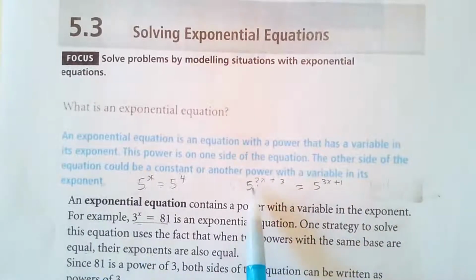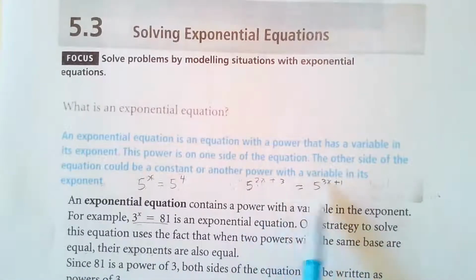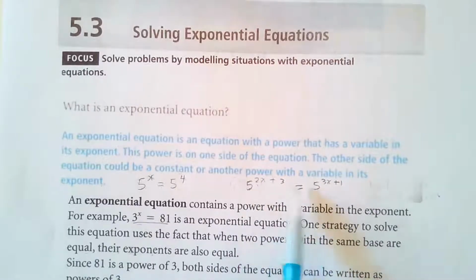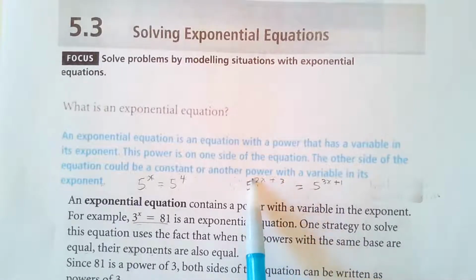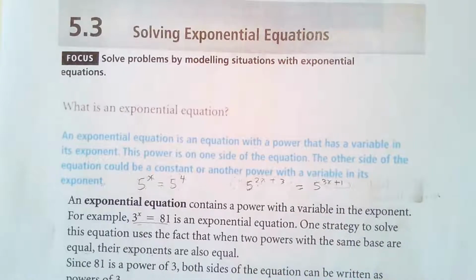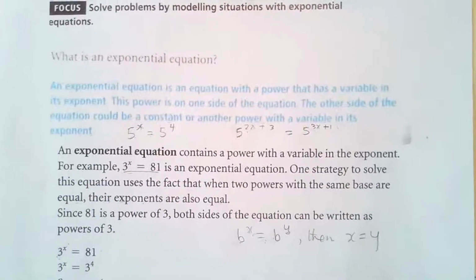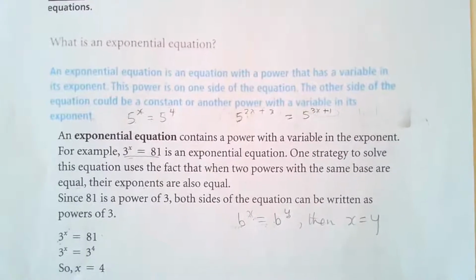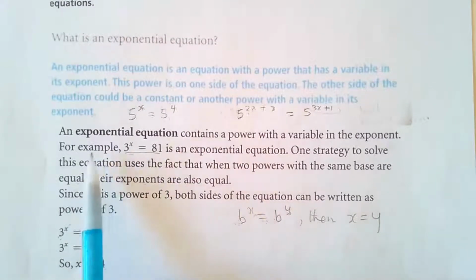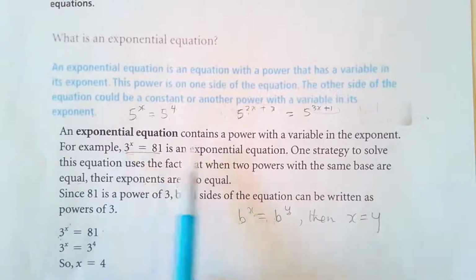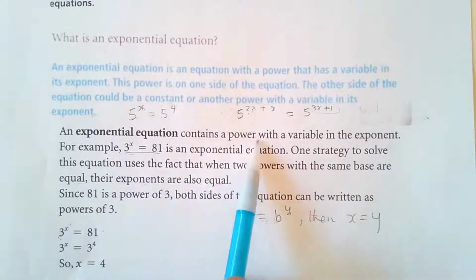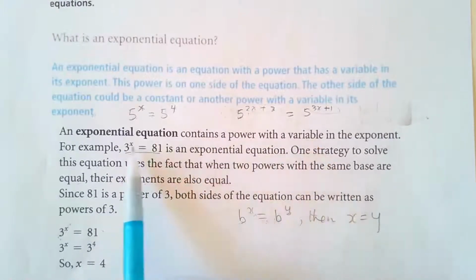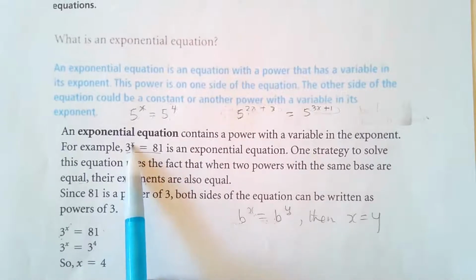For example, if we look at this one here, we have variables on both sides. The bases are the same, therefore the exponents are the same. Let's look at another example. We have an equation that contains a power with a variable in its exponent.